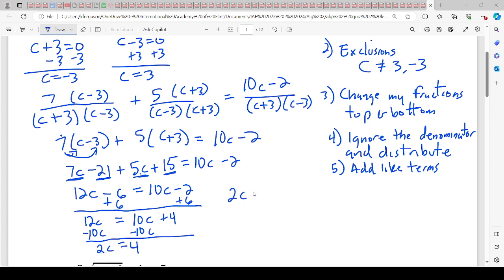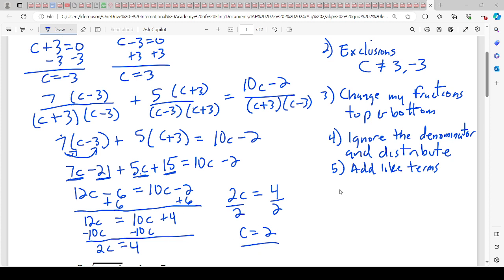That is 2 times c. So I do the inverse operation on both sides, which is division, to get rid of it. Because ultimately, I want to isolate my variable. I want my letter to be all by itself. And dividing by 2 on both sides gets rid of this 2. So I have c equals 2. So that is my final answer.